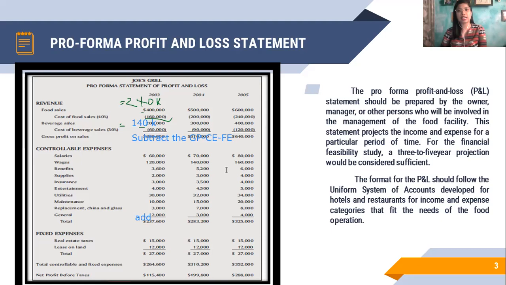And then if you have a strategy to decrease equipment and to change or revise the menu, it will also have effects or changes on the controllable expenses. It might be higher or might be lower. Okay? For the fixed expenses, those are fixed. So that's how to do the pro forma profit and loss statement.